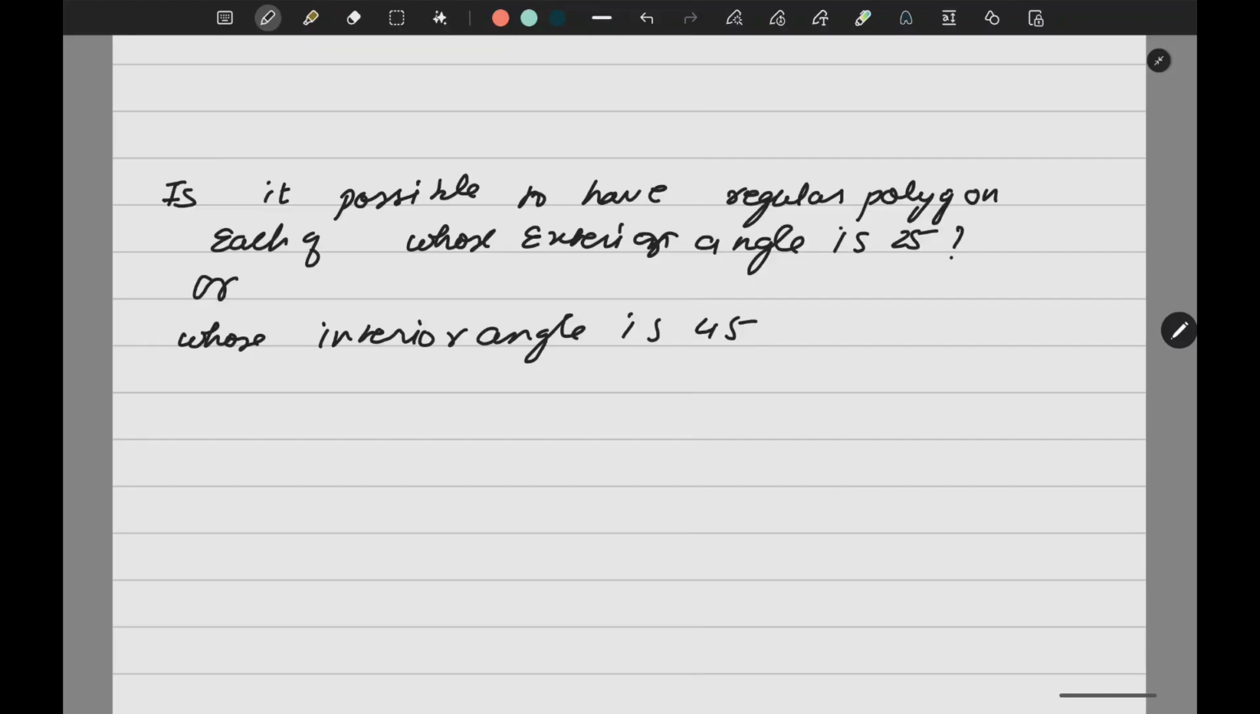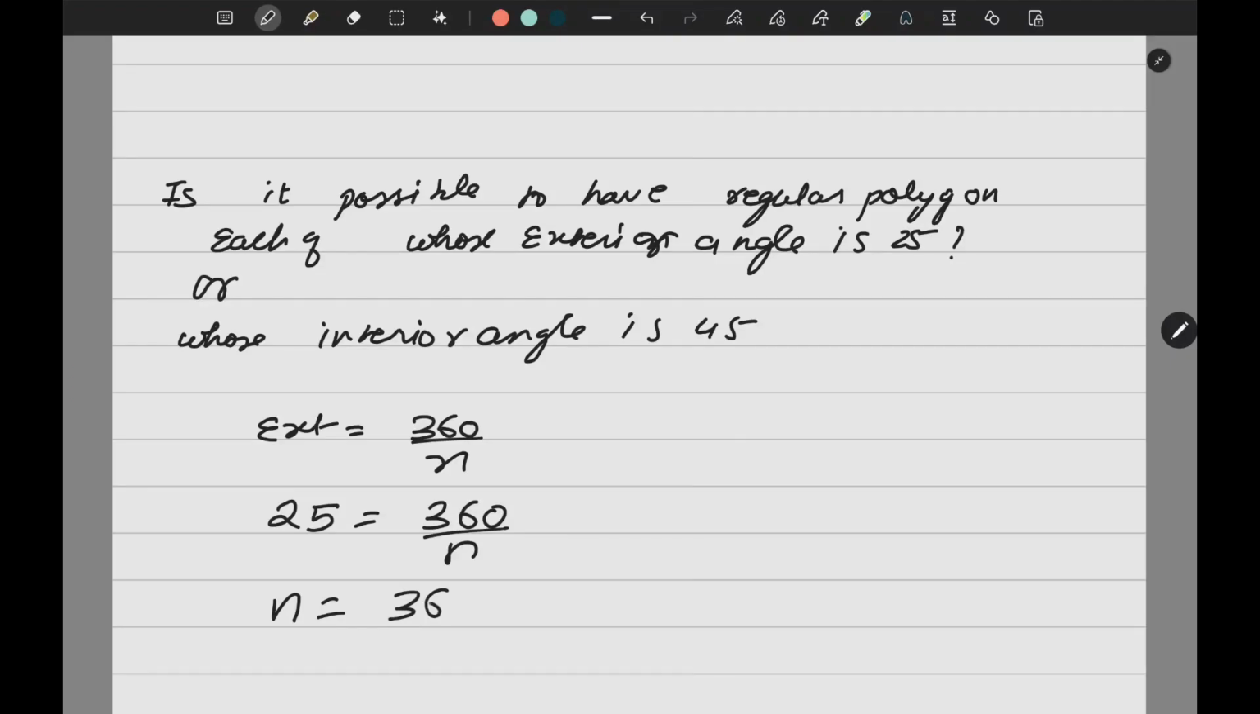Now see, is it possible to have a regular polygon, each of whose exterior angle is 25? See, the exterior angle is equal to 360 upon n. If I put the exterior angle as 25, I get 360 upon n, so n is equal to 360 upon 25. Now 5 5s are 25, 5 7s are 35 and 2s are. Now it is a fraction. n is coming as a fraction and the number of sides cannot be fractional. So this is not possible.